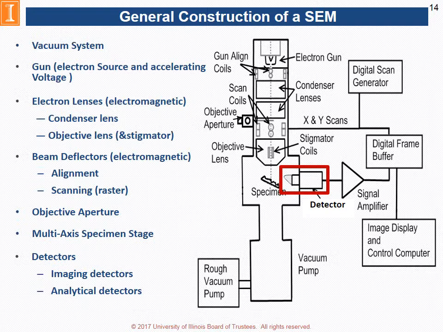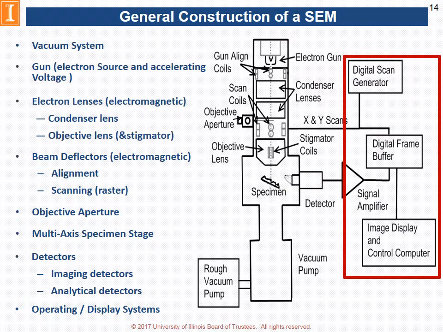There are two types of detectors in SEM. Imaging detectors like the secondary electron detector and backscatter detector. Analytical detectors like the characteristic X-ray detector, the EDS detector. Finally, an operating display system to control the microscope and display the data.